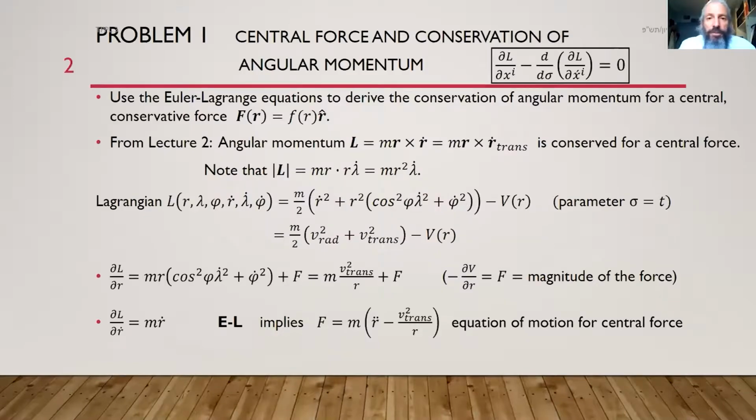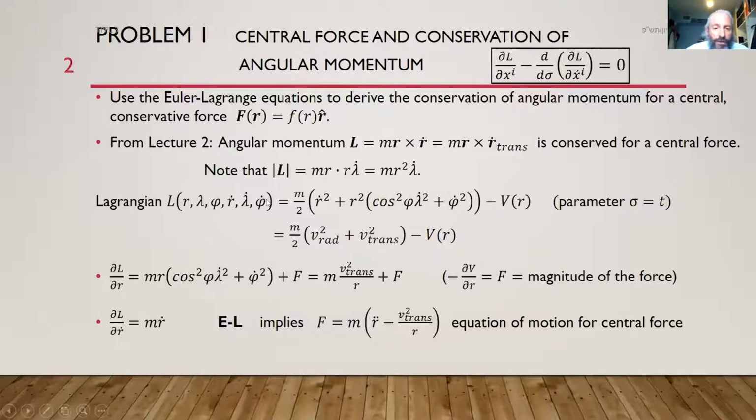So the first problem was to derive the conservation of angular momentum for a central force using the Euler-Lagrange equations. In the second lecture, we had seen that angular momentum is a vector defined this way, r cross r dot, which is the same as r cross the transverse velocity, since any velocity that's parallel to r doesn't contribute. And the magnitude of L is m r squared lambda dot, because the transverse velocity is r lambda dot. So this is what we want to show is conserved.